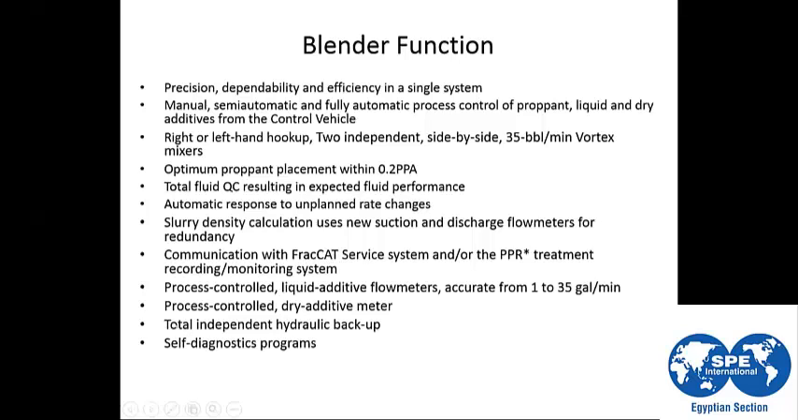It should also provide a totally independent hydraulic backup system in case of failure during the job. You should have an independent hydraulic system as a backup during the job to avoid any stop during the activity.